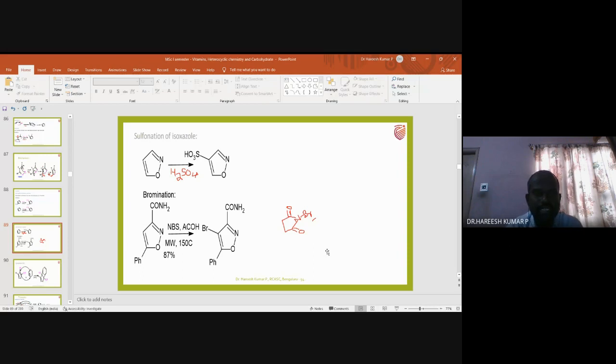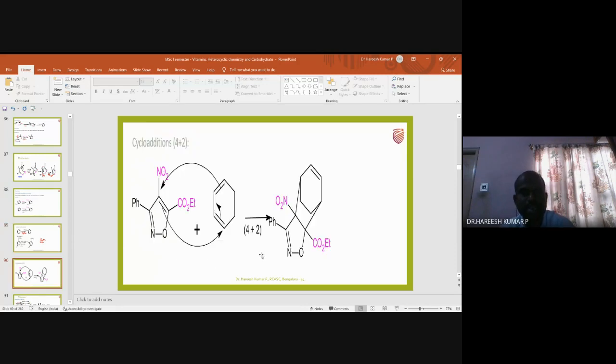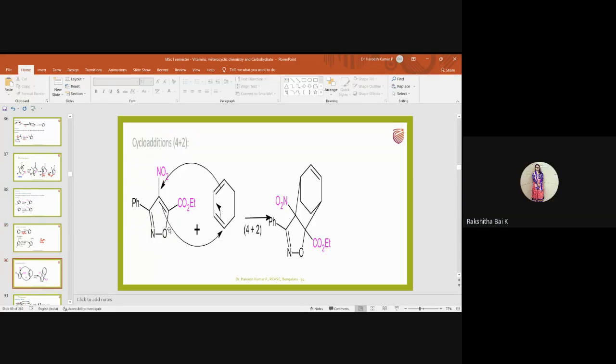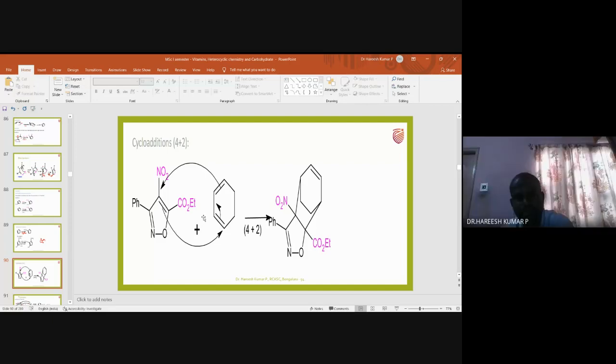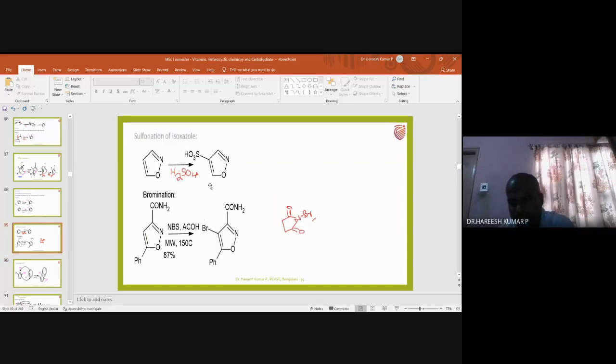So we discussed nitration, sulfonation, and bromination for the isoxazole. Maybe we will also discuss the Diels-Alder reaction. So this is a Diels-Alder reaction. Sir, explain once again nitration, sir. Very good. Okay, nitration.